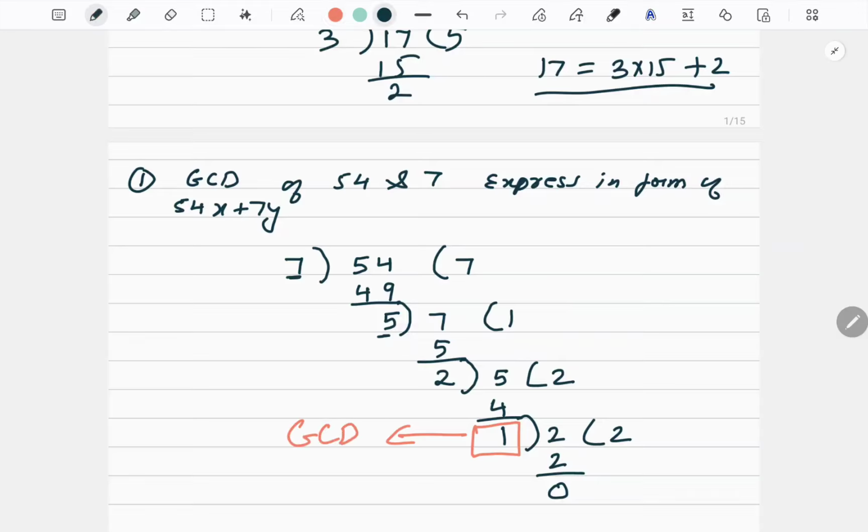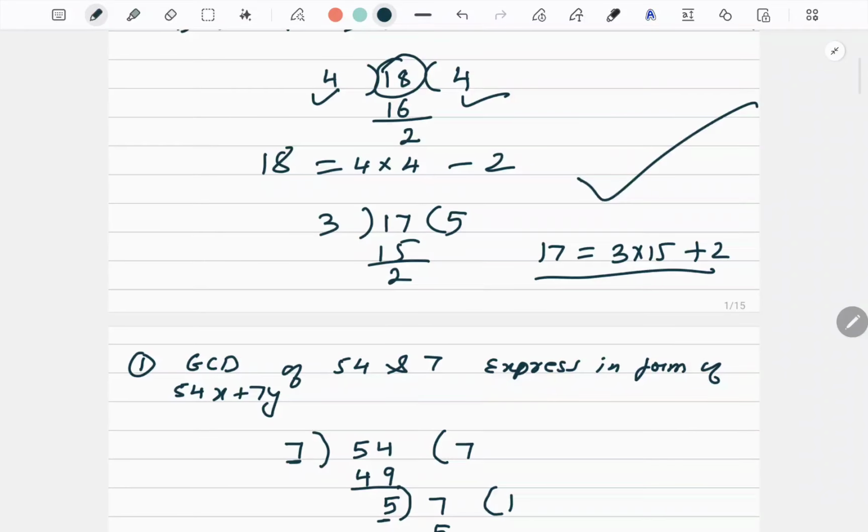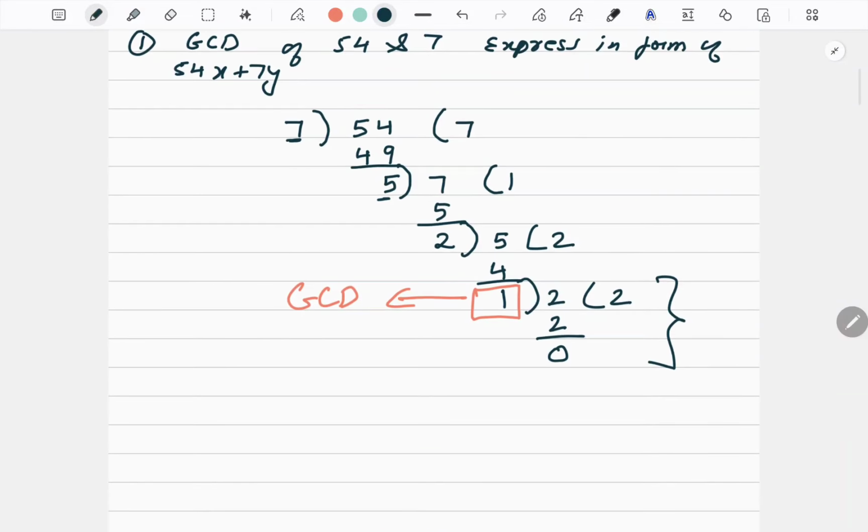So the first part of the question is done, how to find out GCD, right? Now my second question is express it in the form of 54x plus 7y. For that, what you have to do, this last box you leave where you got 0. And from here, I will start working. I will start writing this by using the concept we have learned here. So now if you look at 5, how you can write 5? 5 is equal to 2 into 2 plus 1. Don't multiply anything. Just write it as such.